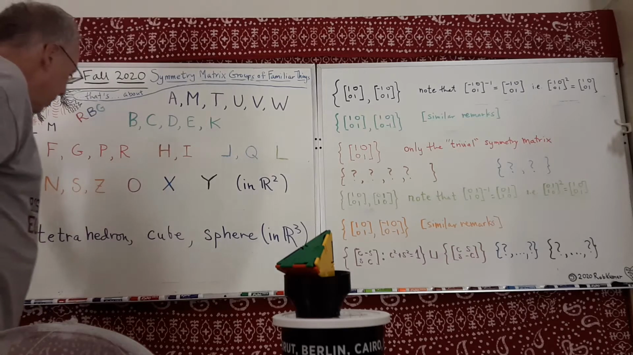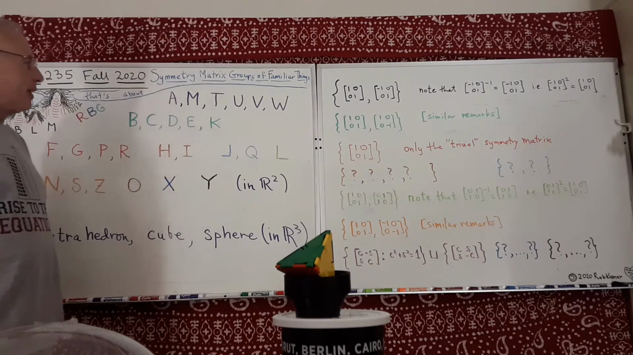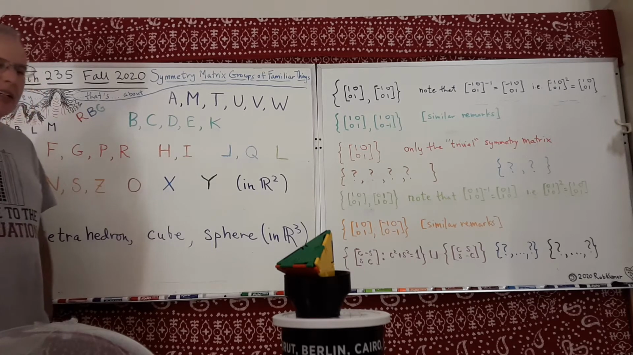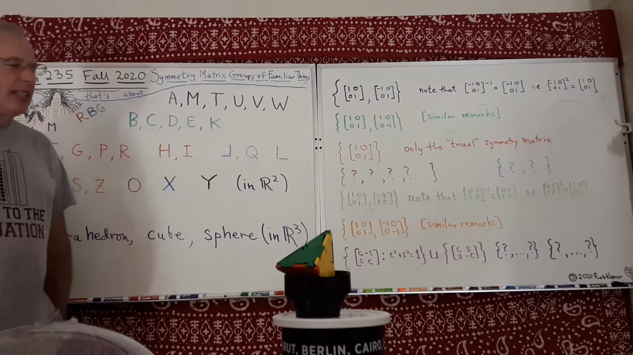Thought I'd wrap up with something familiar, really back to the ABCs, or rather back to the AMTUVWs. I've got here a familiar set of objects, namely the letters of the Roman alphabet, but I've written them in a way that sort of maximizes the symmetry of each one of the letters, and I've grouped them together into groups that have the same symmetry matrices. So I call these the symmetry matrix groups of familiar things.